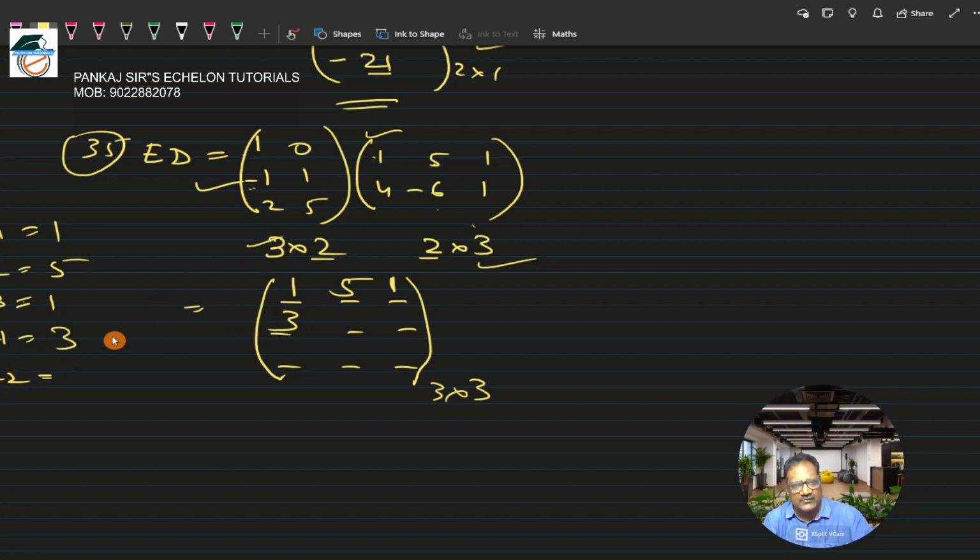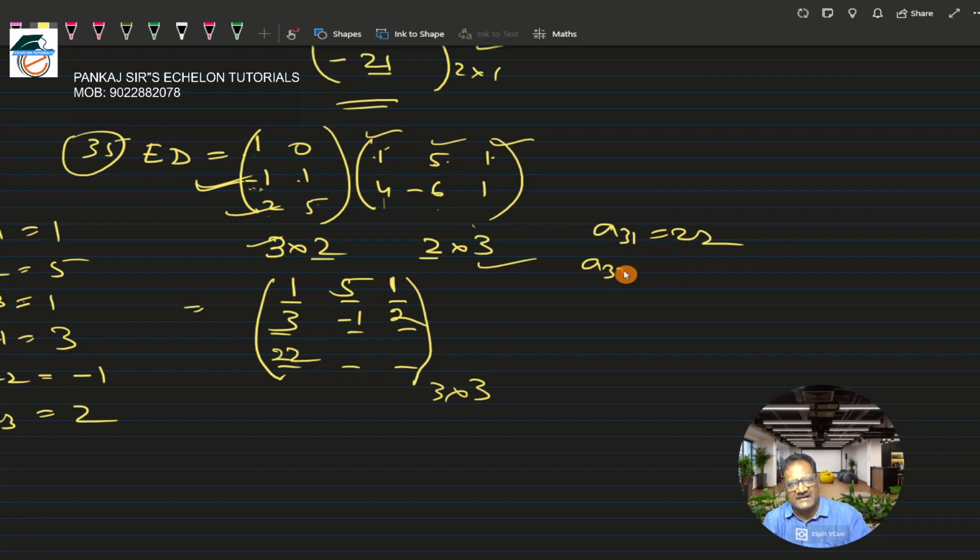Then A22 will be what? Second row and second column. So 1 into 5 is 5, and minus 6 into 1 is minus 6. 5 minus 6 is minus 1. This will be minus 1. Then A23, 2, 3 means second row and the third column. So 1 into 1 is 1, plus 1 into 1 is 1. So 1 plus 1 is 2. This will be 2. Now coming to A31. Third row, first column. 2 ones are 2, plus 5 fours are 20. So 22. This will be 22.